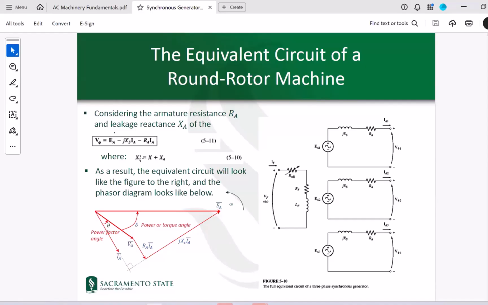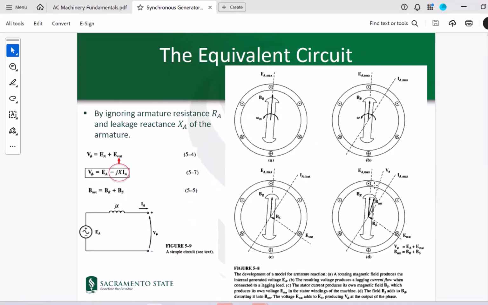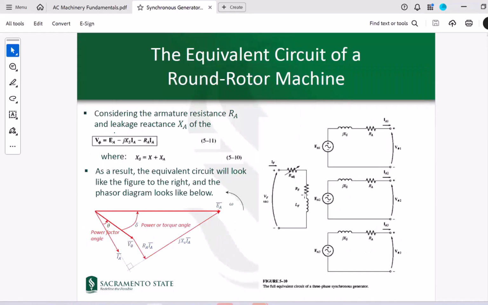The synchronous reactance of the machine, or Xs, is basically adding these two components together, the leakage and the magnetizing reactance that happened because of the magnetizing effects between the stator and rotor on one another. On top of that, we also have a resistive component because of the resistances that exist in your armature. That is called Ra. So this gives you a more advanced version of this machine.